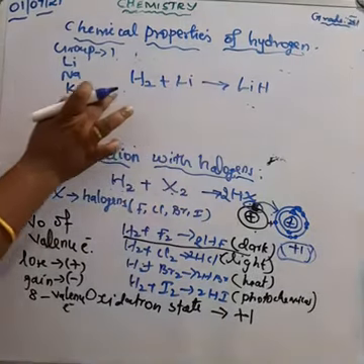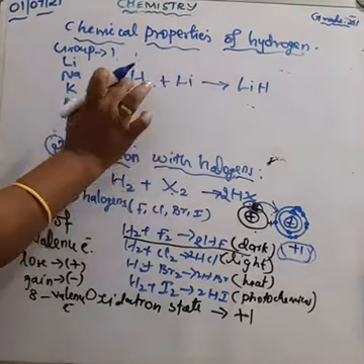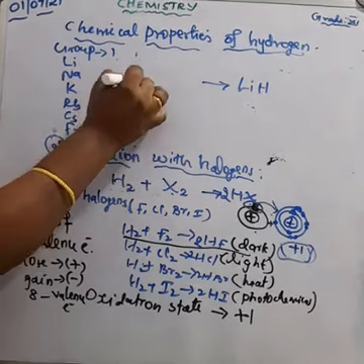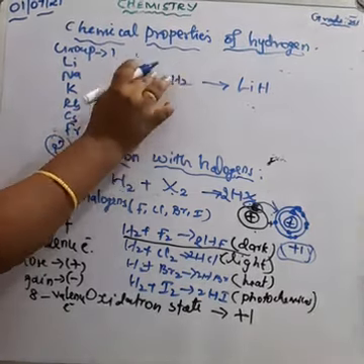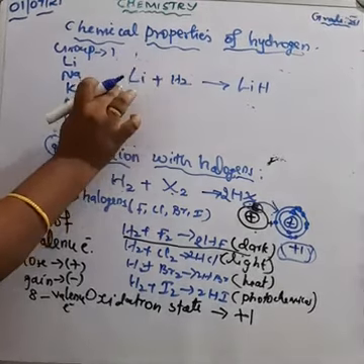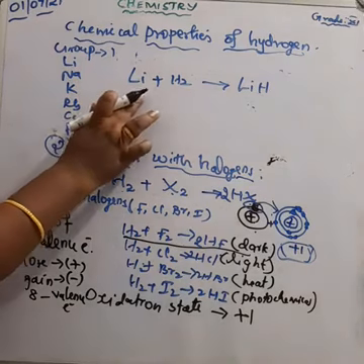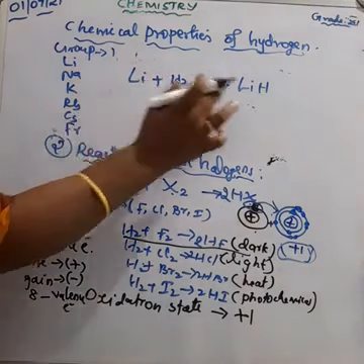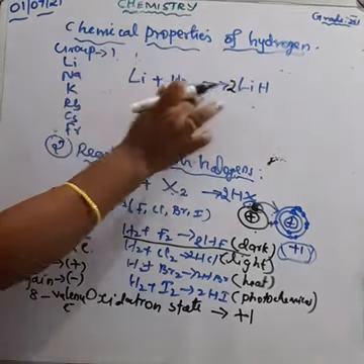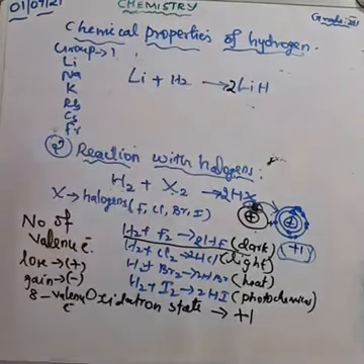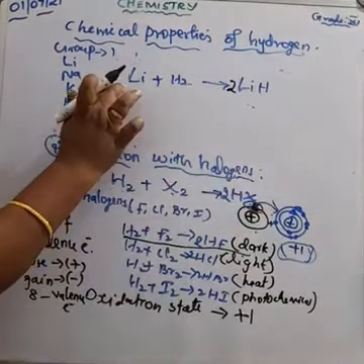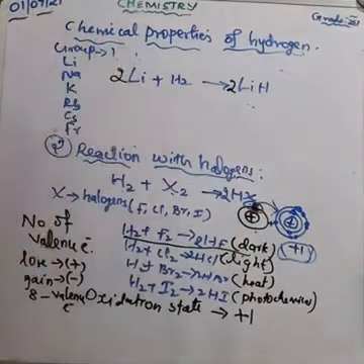So lithium means Li. It combines with hydrogen H2. Lithium is one of the alkali metals. It combines with hydrogen to form lithium hydride, LiH. We have to balance the equation here. Hydrogen here has 2 atoms, but here only 1 hydrogen, so we have to make it 2. Lithium here is 2, but here only 1 lithium, so we have to make it 2. Okay, like that.